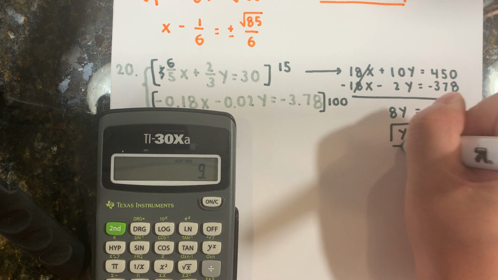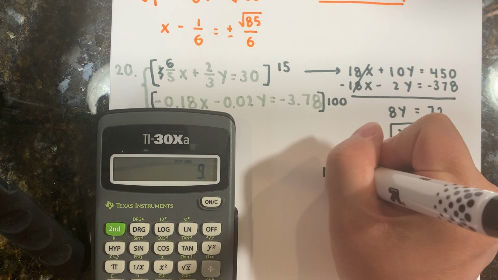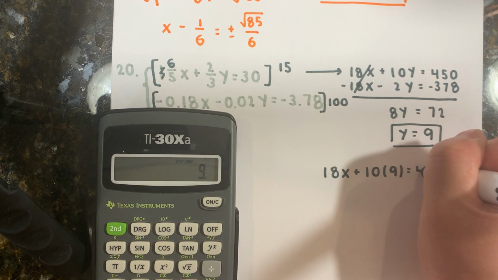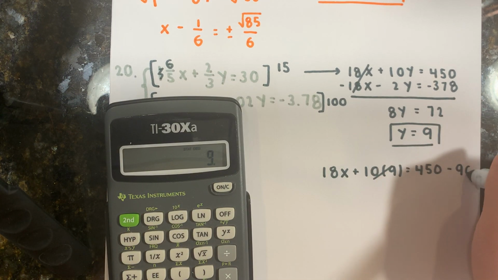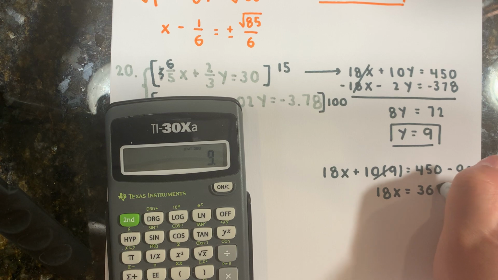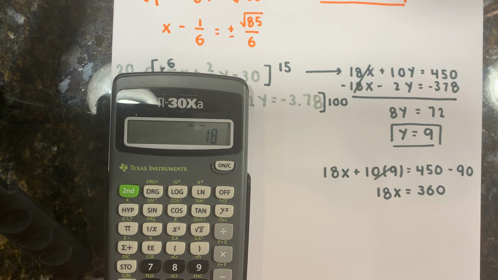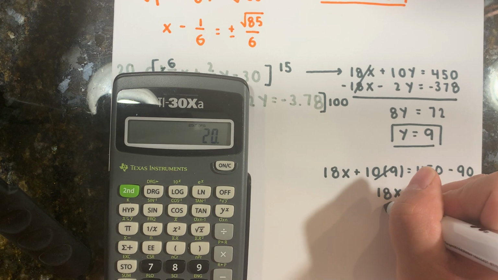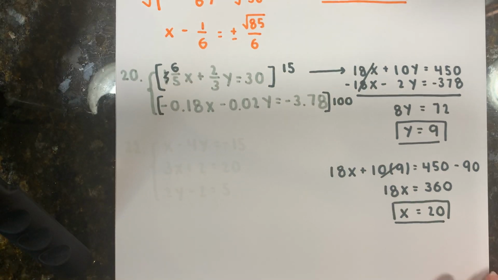Now to solve for x, I have to go back to one of those equations. I'm just going to go to the top one. So that would be 18x plus 10 times 9 equals 450. So I'm going to subtract 90, and that would give me 18x is equal to 360, because 450 minus 90 is 360. Then divide that by 18 gives us x is equal to 20. So that one worked out pretty easily for us, didn't take a whole lot of space.